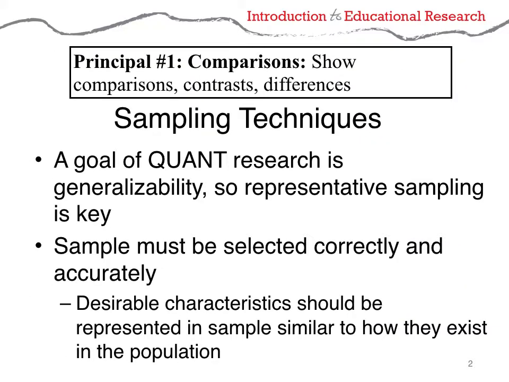But let's dive right in. Comparisons show comparisons, contrast differences. One of the things with data collection that's so important to consider is sampling. The goal of quantitative research is typically to show efficacy or to generalize your findings beyond the experiment. And so representative sampling is very important. The way you sample matters. It has an impact on what you can say about the findings.